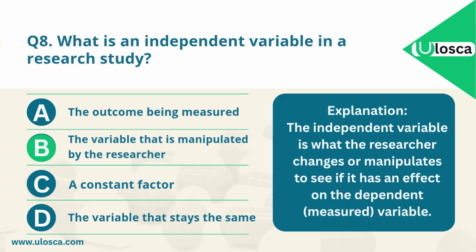Explanation. The independent variable is what the researcher changes or manipulates to see if it has an effect on the dependent variable.